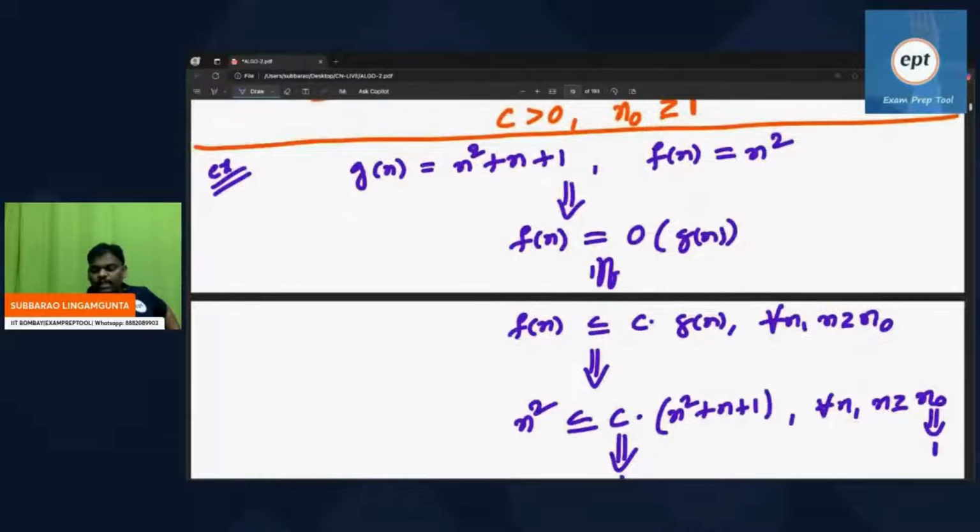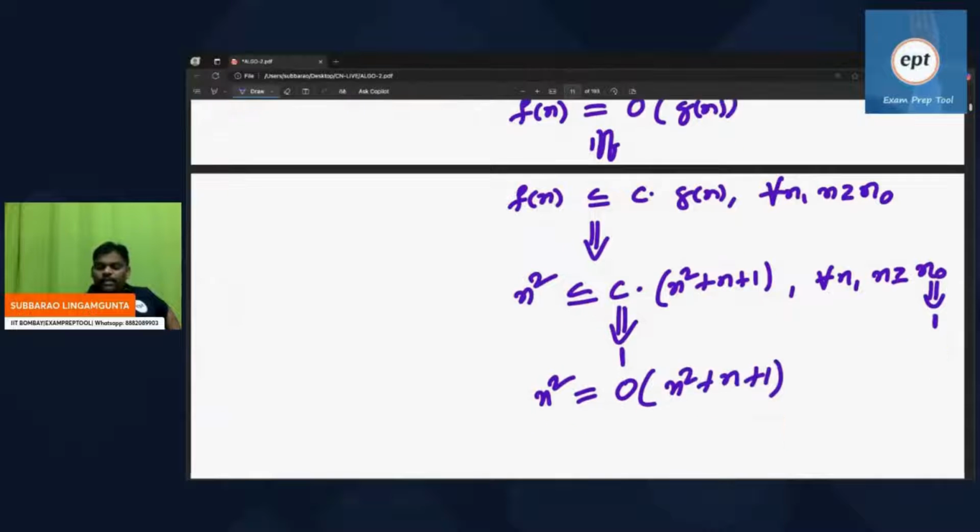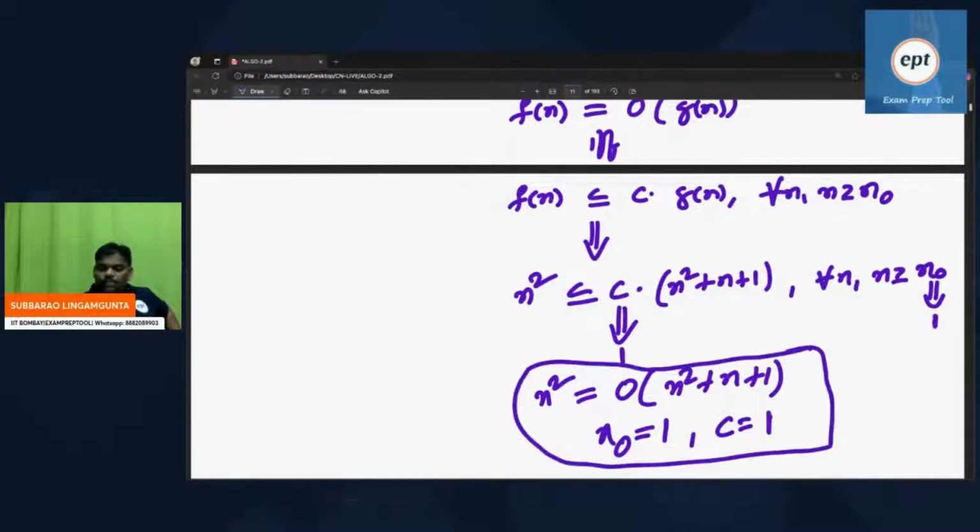That is the reason I can say, f of n is n square, g of n is n square plus n plus 1. Then I can say n square is big O of n square plus n plus 1 is true, where the starting n value is 1, from 1 onwards it is working, and the C value is 1. So this is the answer.